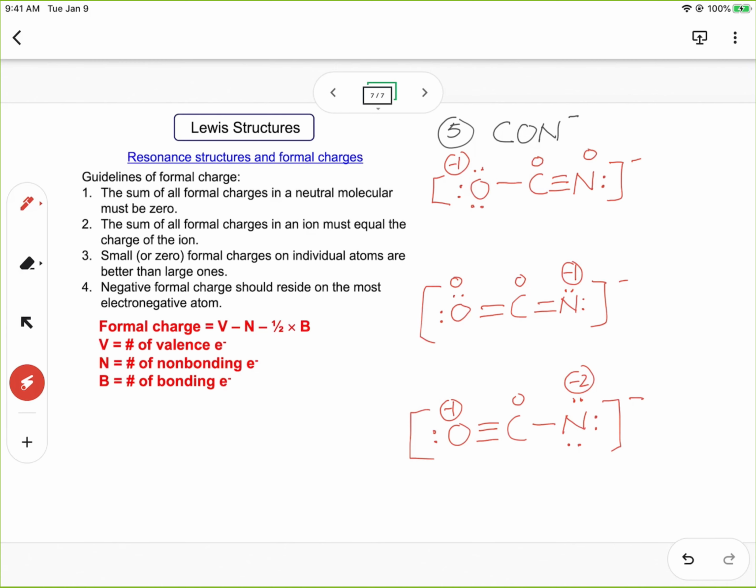All right, it's time for us to use rule number 4. Negative formal charge should reside on the most electronegative atom. Here you can see that in this structure, nitrogen has a negative 1 formal charge. In this structure, oxygen has a negative 1 formal charge. We know that oxygen has a higher electronegativity. Therefore, when you have negative formal charge on the atom with higher electronegativity, then this structure would be better than the others. Okay, so this structure has the greatest contribution to the real structure of this anion.